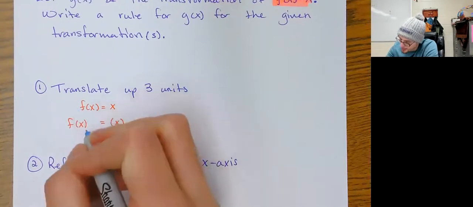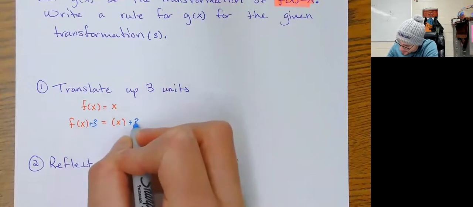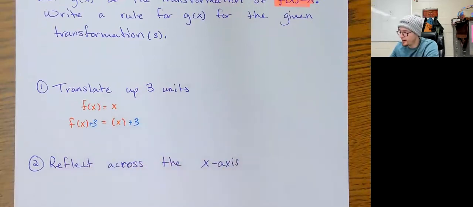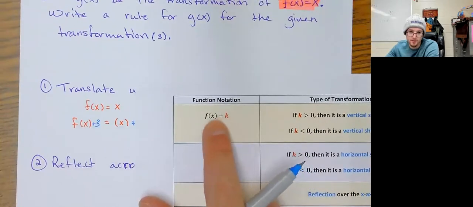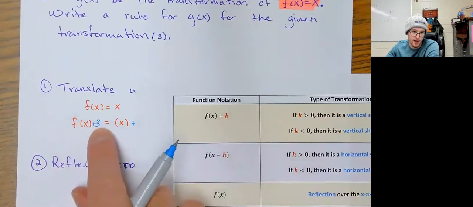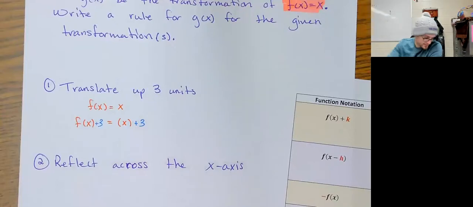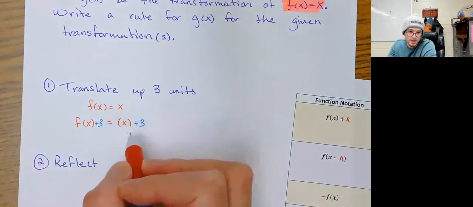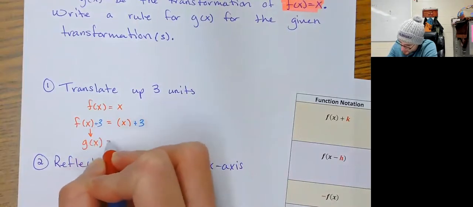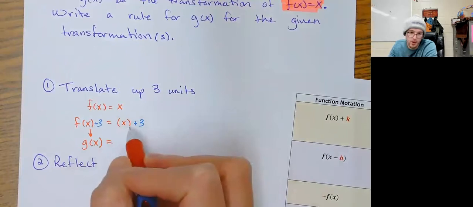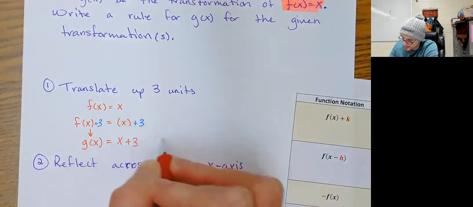And what we're going to do is translate it up 3 units. So plus 3. In the case of a vertical shift up or a translation up, k would be f of x plus k, so we're adding on k to the entire function. Now we're going to simplify, and this is now going to become g of x. And that equals, well, is there any point in having the parentheses there? No, there is not. So I just get x plus 3.